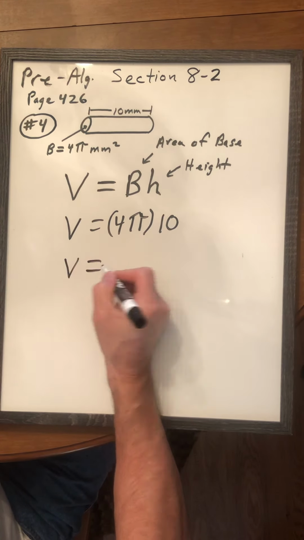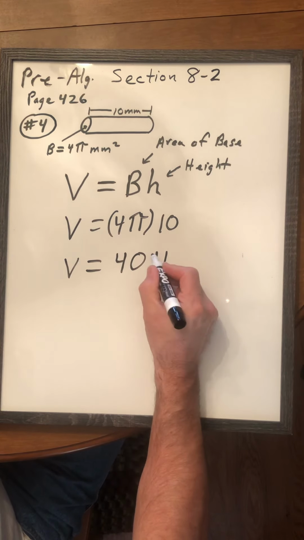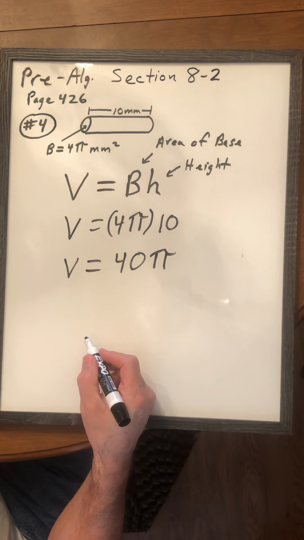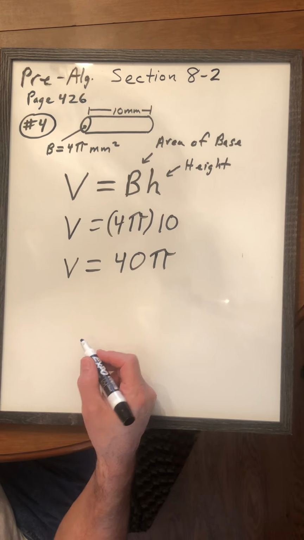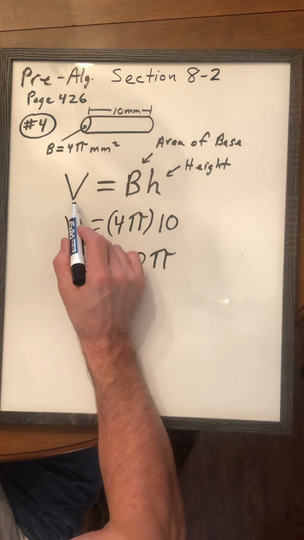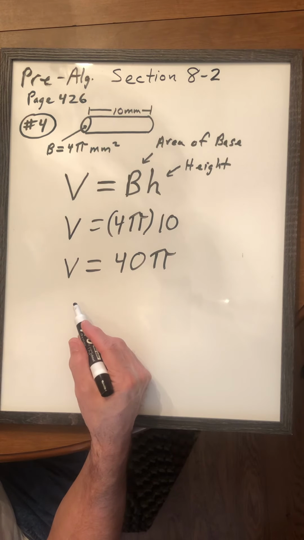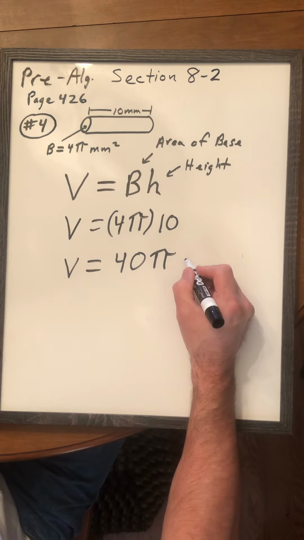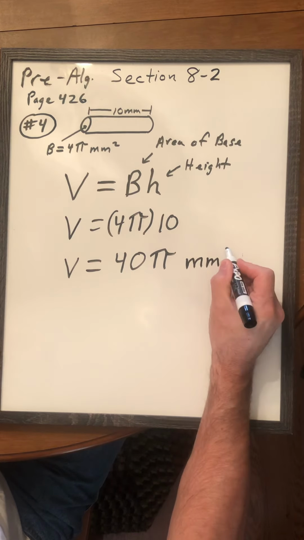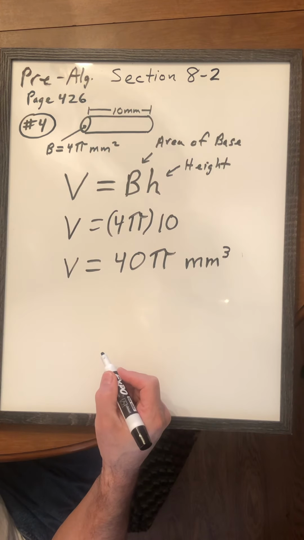So the volume equals 4 times 10 would be 40. And then we're leaving the pi symbol in there because they want to leave the answer in terms of pi. Now, we are dealing with our units, which is millimeters. And anytime you deal with volume, that's how much the cylinder is going to hold. And that is always going to be units cubed. And so it would be millimeters, and then it would be to the 3rd power, so it's millimeters cubed.